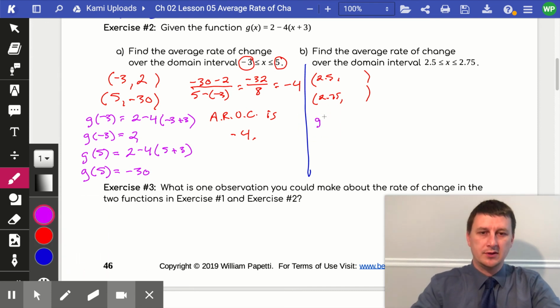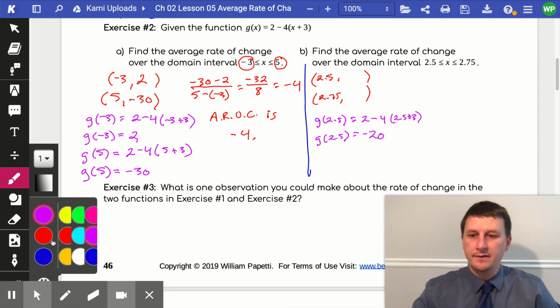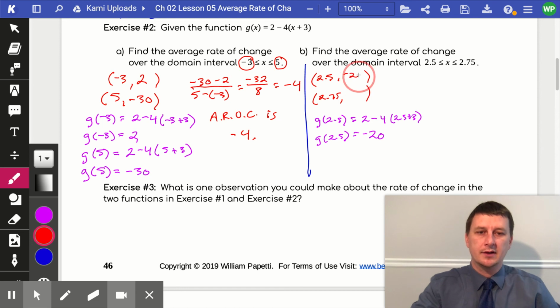So we're going to do g of 2.5 is equal to 2 minus 4 times (2.5 plus 3). And when we simplify that, we'll get, well, 2.5 plus 3 is 5.5. 5.5 times 4 is 22, and 2 minus 22 is going to give us a -20. So there's our first missing y value. So I'll put a -20 in here.